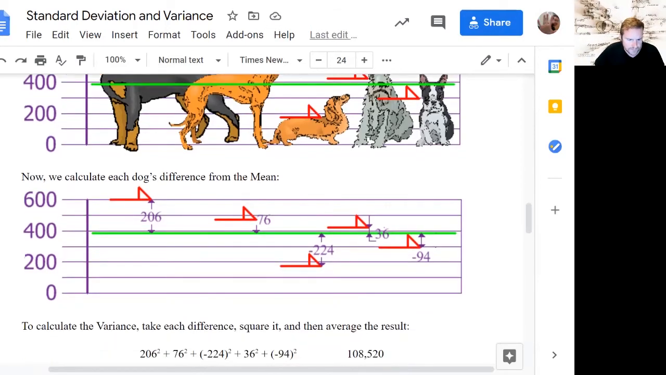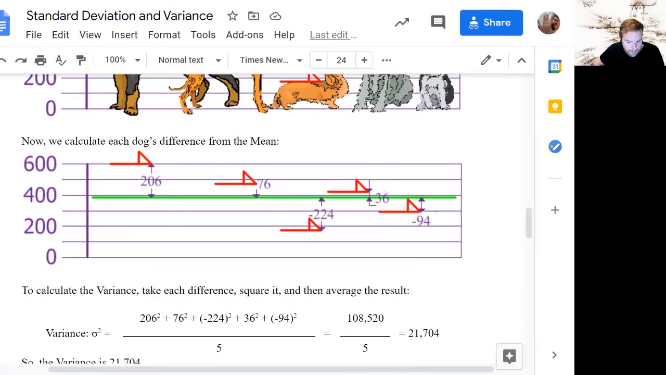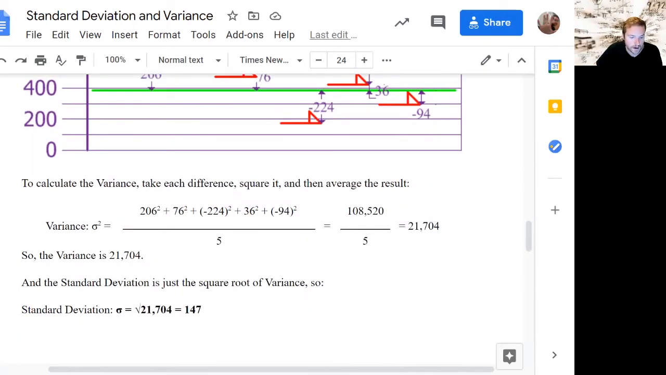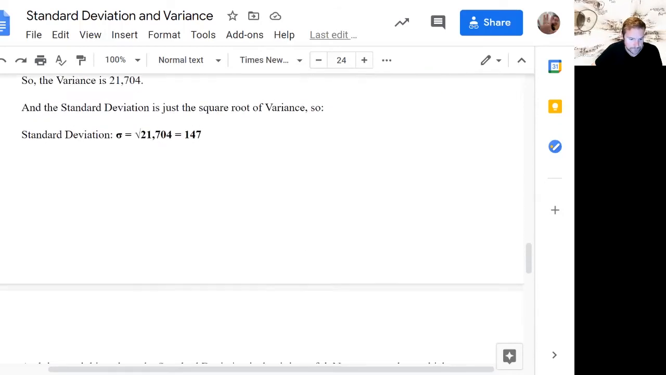To calculate the variance, we're going to take each difference and then square it. So you're going to take 206 and square it. This should give you 42,436. Then you're going to add those up and divide by 5. So you're going to get 21,704. So this is the variance. The standard deviation is the square root of that. So the standard deviation in this case would be 147.